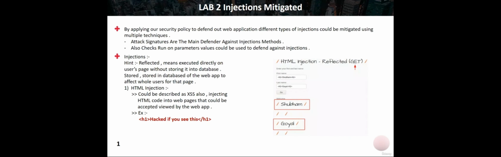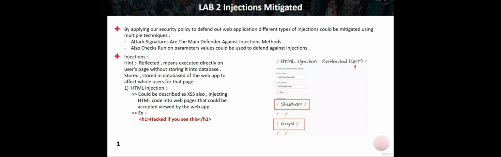During this lab, we are going to try some injections on our web application and see how the F5 ASM module is going to help us defend against those injections. By applying our security policies, we can defend against different types of injections, which could be mitigated using multiple techniques. The first thing is simply the attack signatures. There are some patterns written inside F5 to detect those attempts from attackers related to injection methods like HTML injection, SQL injection, cross-site scripting, and so forth.